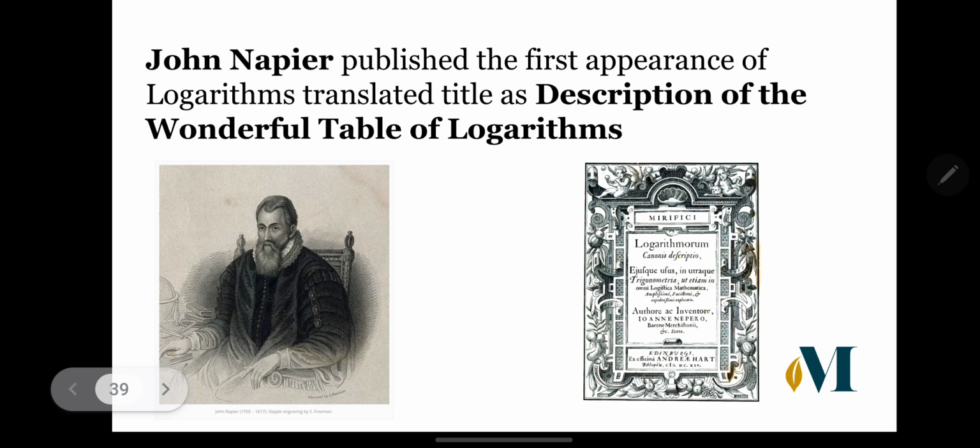John Napier, a Scottish fellow, invented and published the first appearance of logarithmics in this book to the right, which the title translates as Descriptions of the Wonderful Table of Logarithms. He published this work in 1614 because back in the day, they didn't have calculators. So he made pages and pages of tables that researchers and scientists could go to, to speed up their research process a little bit and help them out with the computation.